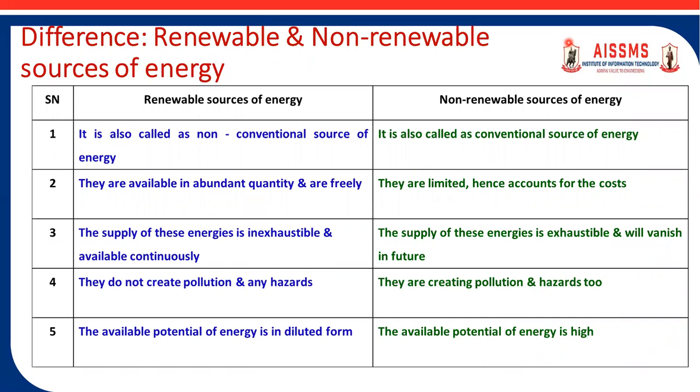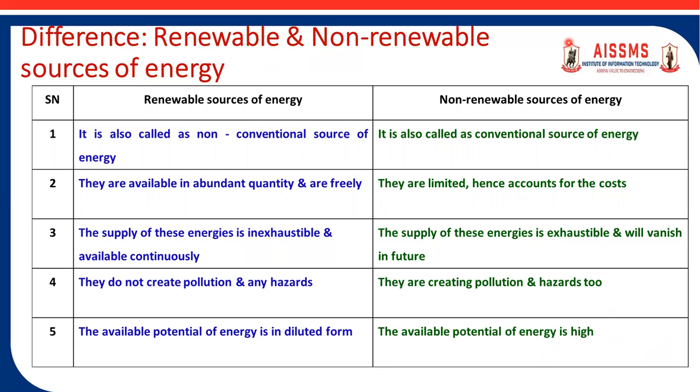Let's talk about the difference between renewable and non-renewable forms of energies. The first point is that renewable energies are also called non-conventional sources of energy, and non-renewable energy sources are called conventional sources of energy. Renewable sources are available in abundant quantity, while non-renewable sources are limited. Renewable sources are inexhaustible and available continuously, while non-renewable energy sources are exhaustible and will vanish in the near future.